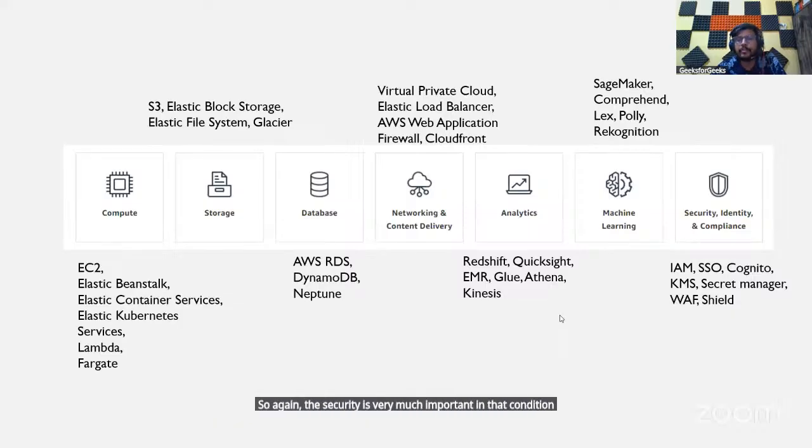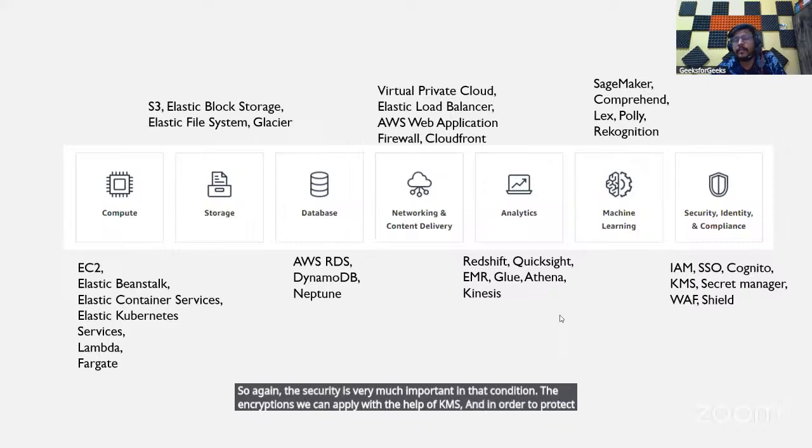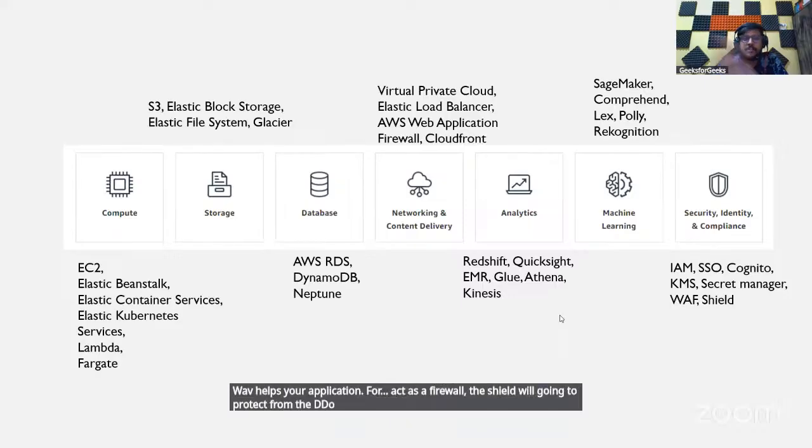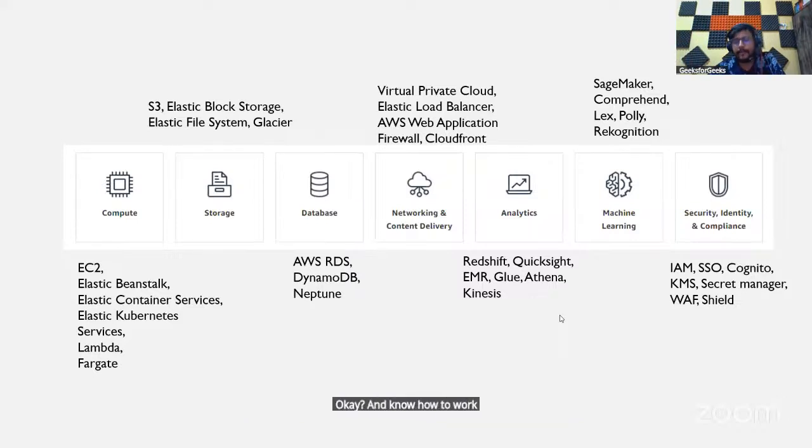The encryption we can apply with the help of KMS, and in order to protect your sensitive information, you can work with Secrets Manager. WAF helps your application act as a firewall. Shield will protect from DDoS attacks. So these are the different services which you should be aware of, the core services. I won't say you have to know all the services of AWS, but these are some services which you should be aware of, and know how to work with them easily.